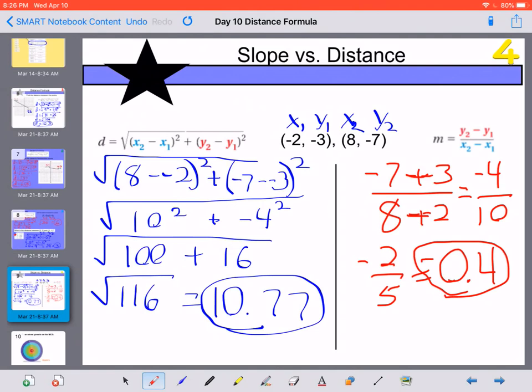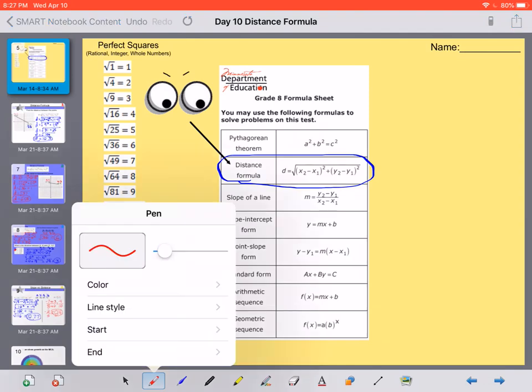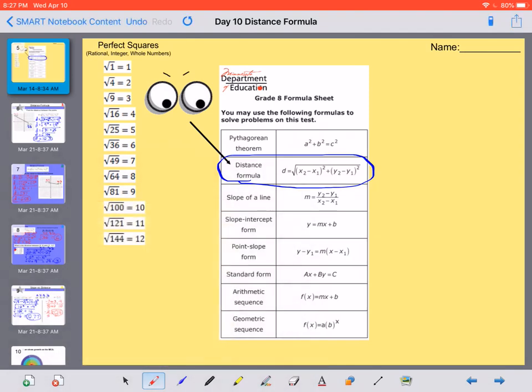But yeah, so those are some things you're going to have to remember when you are solving for slope or distance. Remember which ones come first. It's a good thing that on your MCA you will have this formula sheet, so you never have to forget. You have the distance here, and you have the slope of a line.